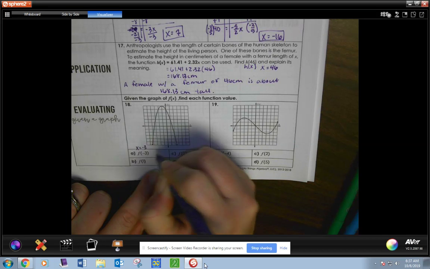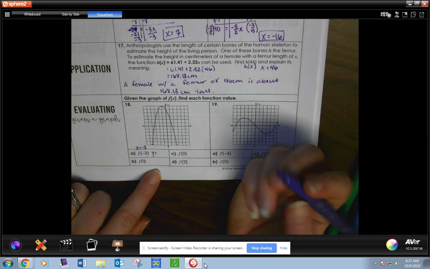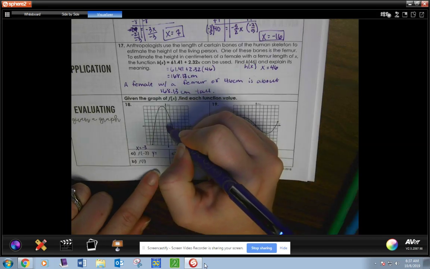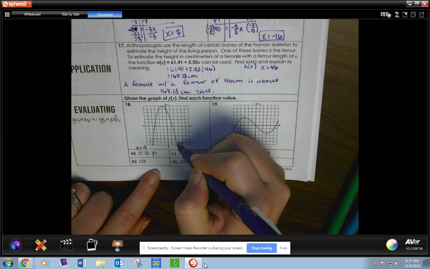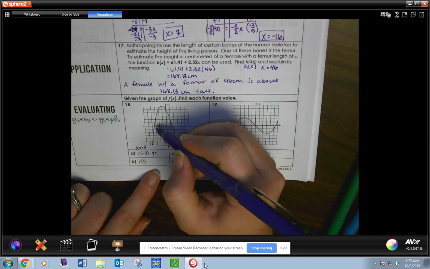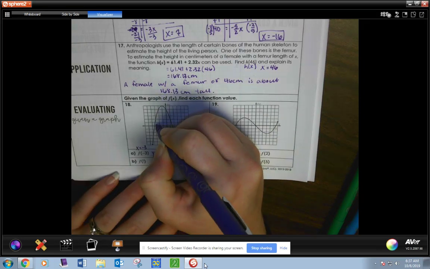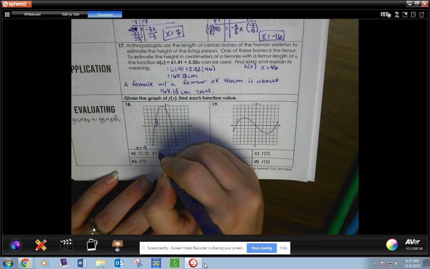So they're giving me x equals negative 3. We're going to find what y equals. So what we're going to do is go to the x-axis at negative 3. And I've got to figure out what it's going to take to get to this curved line. Since I already went left, I can only go up or down. So it's going to take me going up 2. So y is 2, and that is my answer.